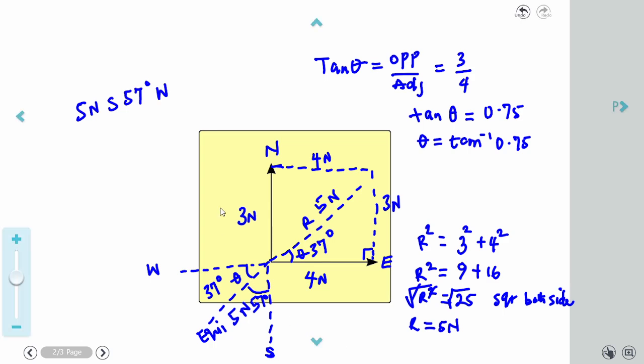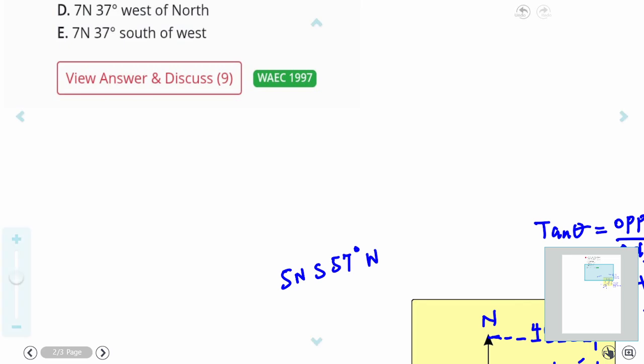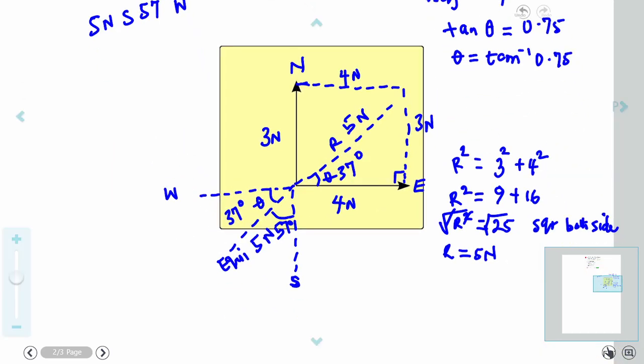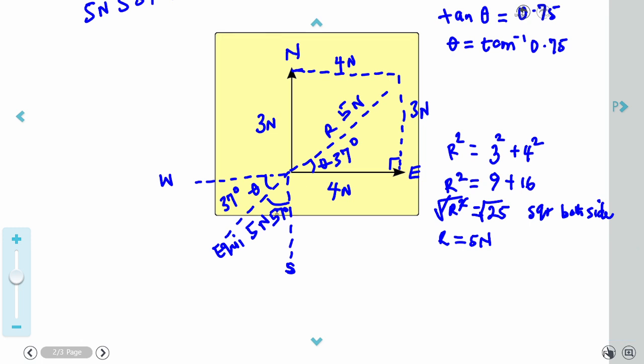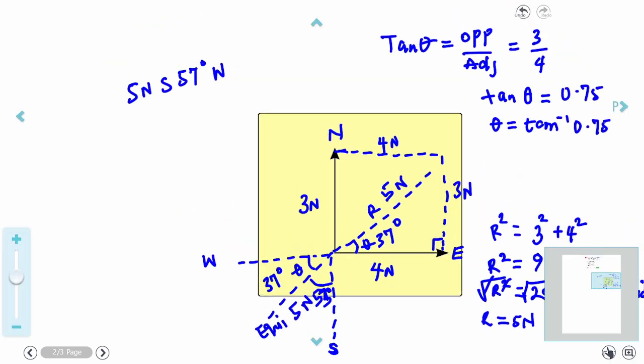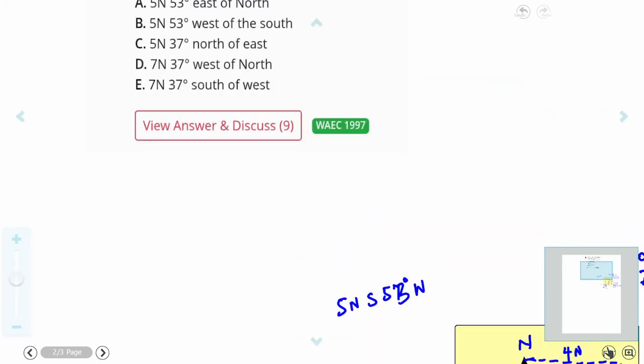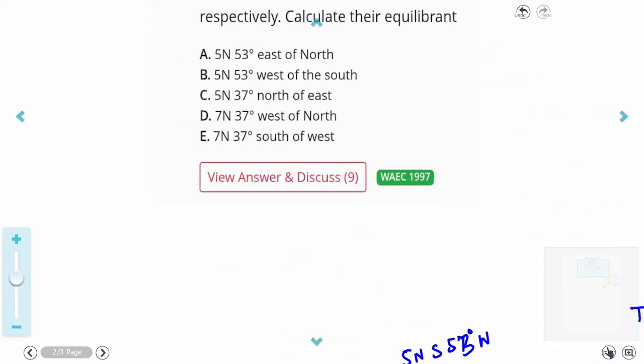And then to check the validity of what we've solved, sorry, not 57, it should be 53. My mistake. It should be 53 here, and here 53 as well. Please pardon. So we have here 53 degrees. So we have 5 Newton, 53 degrees southwest, or west of the south. And this becomes our final answer.